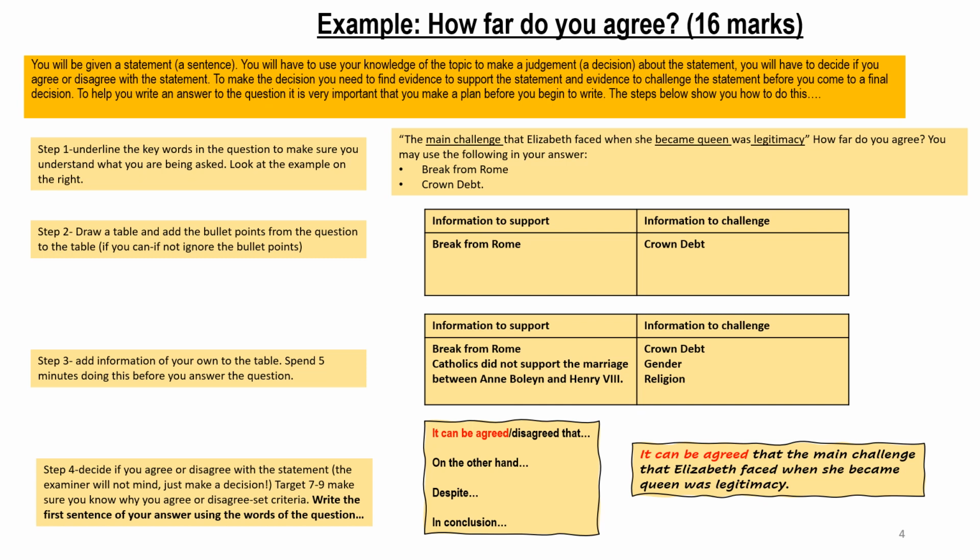You've then got to present the other side of the argument. So you would start your second section of your essay with "on the other hand," and you would then go on to develop the information to challenge. And then finally, your last section is going to be "in conclusion." So in conclusion, I believe that the main challenge that Elizabeth faced was or was not legitimacy, and give a reason for your answer.